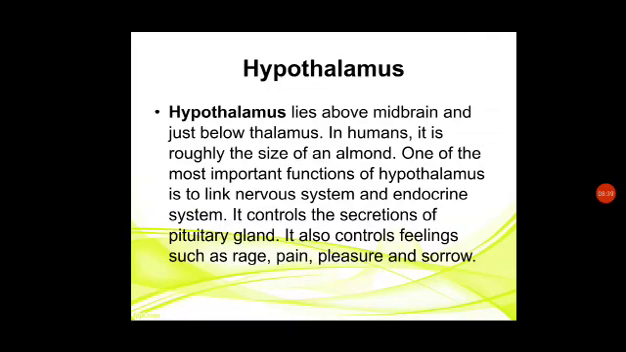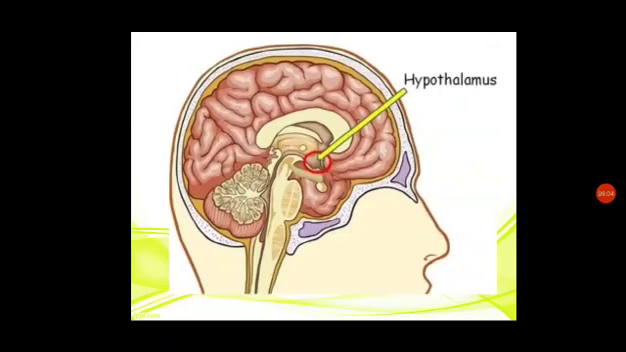Briefly, the endocrine system contains glands which release different hormones, and they control the different functions of the body. The hypothalamus controls the secretions of the pituitary gland. It also controls feelings such as dread, pain, pleasure and sorrow. These feelings are controlled by the hypothalamus. You can see here is the hypothalamus.